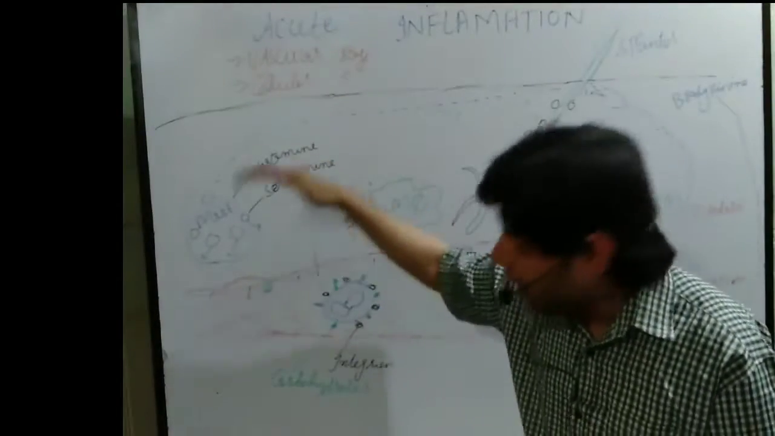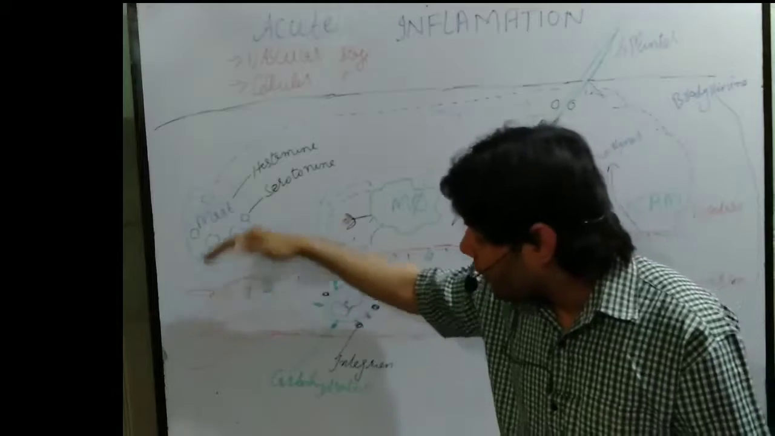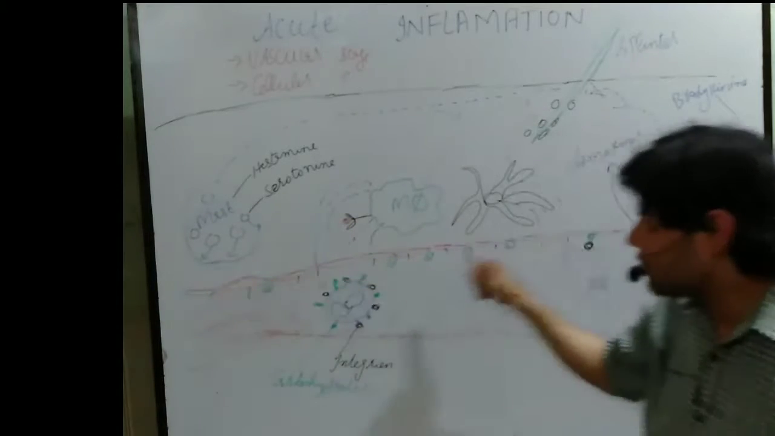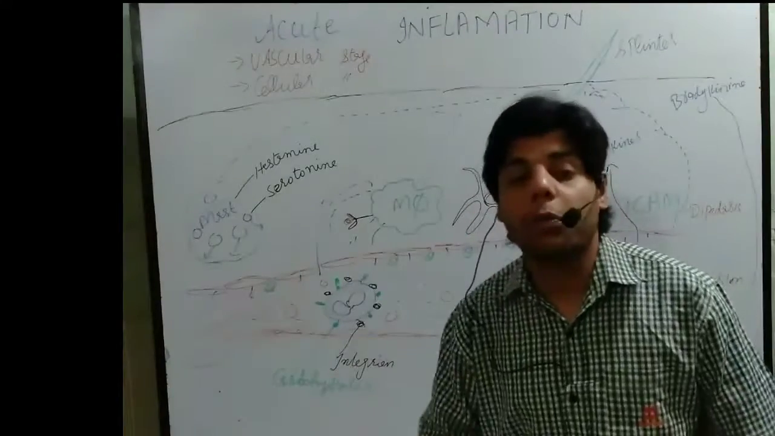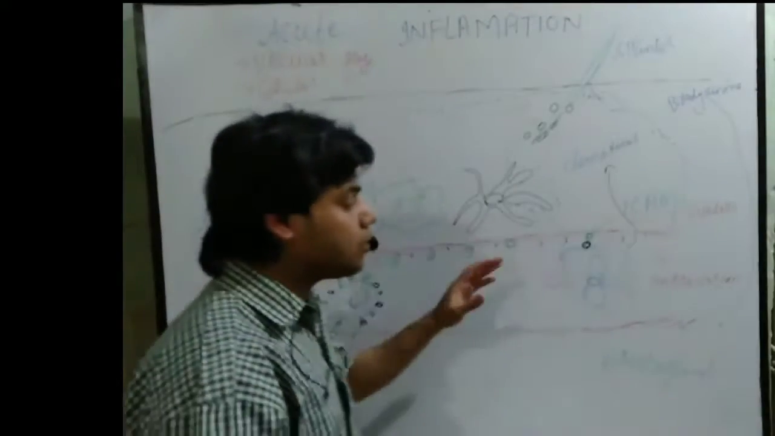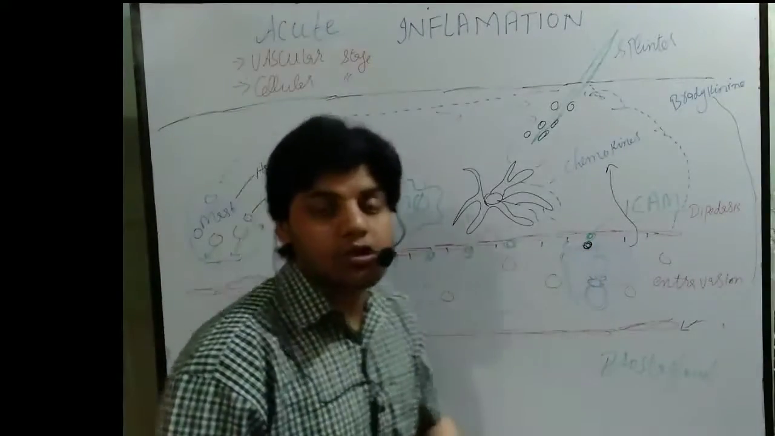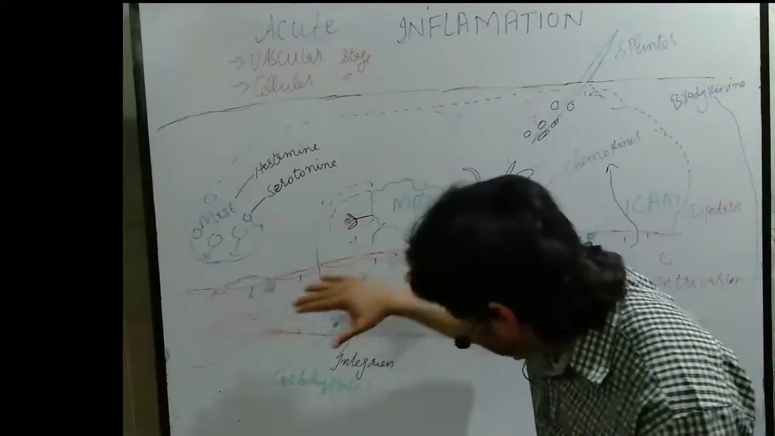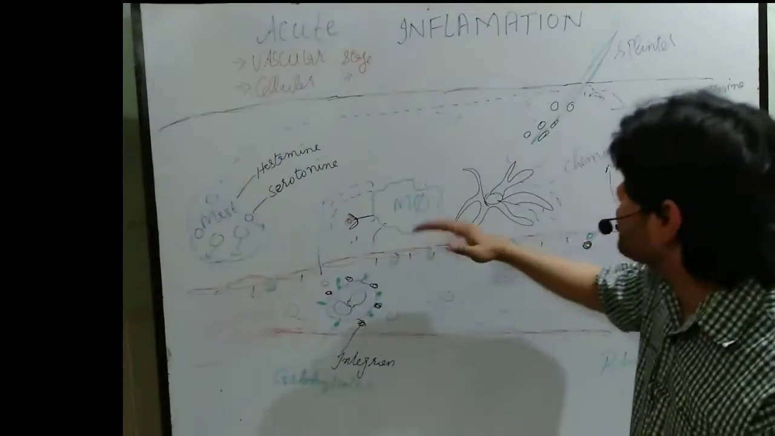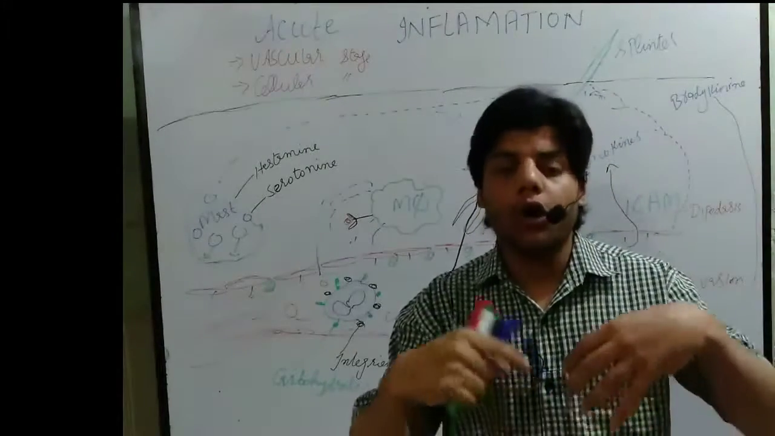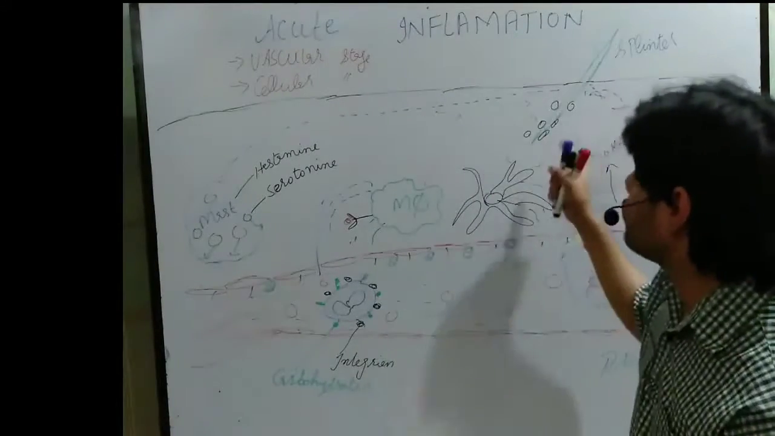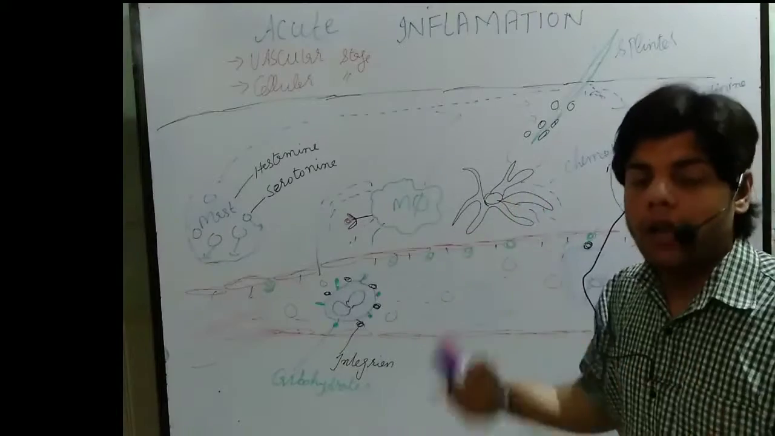Histamine and serotonin again attach to the endothelial cells of the blood vessels, and they cause more permeability of these vessels. So more junctions are created. In this way, the fluid which is present inside these vessels is shifted to that area, due to which we have accumulation of what? Accumulation of the neutrophils, monocytes, lymphocytes.